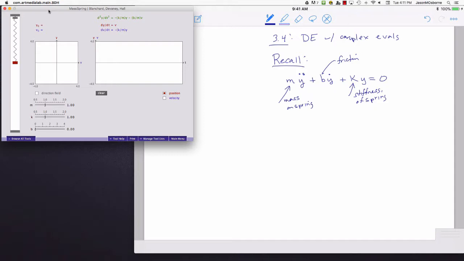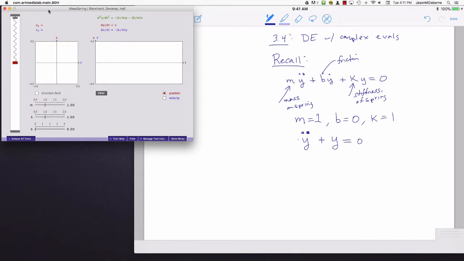Okay, so in the simple case, you let the mass M be 1, you let there be no damping, so B is 0, and then just let the stiffness of the spring be equal to 1 for simplicity. Your differential equation, second order for the mass spring system, becomes y double prime plus y equals 0.